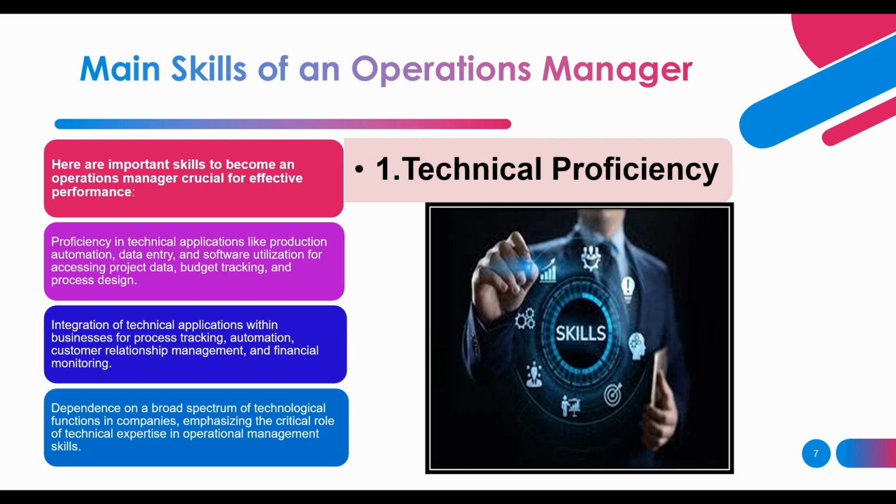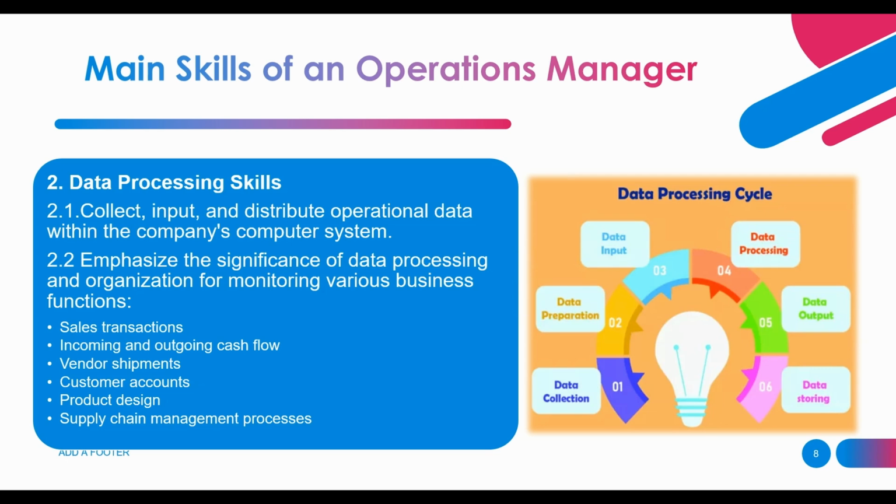skill. The second skill is data processing skill. So 2.1, collect, input, and distribute operational data within the company computer system. Emphasize the significance of data processing and organization for monitoring various business functions like sales, transactions, incoming and outgoing cash flow, vendor shipment, customer accounts, product design, and supply chain management processes.